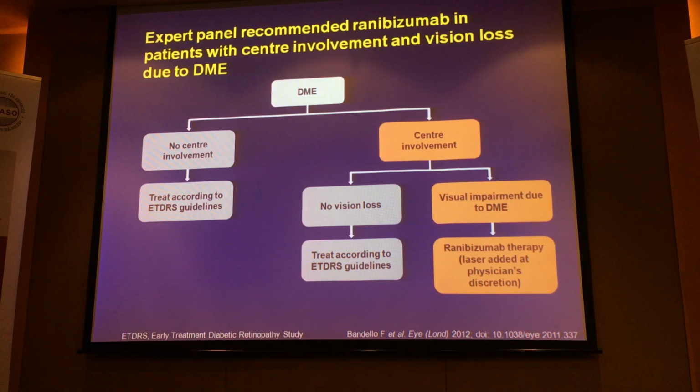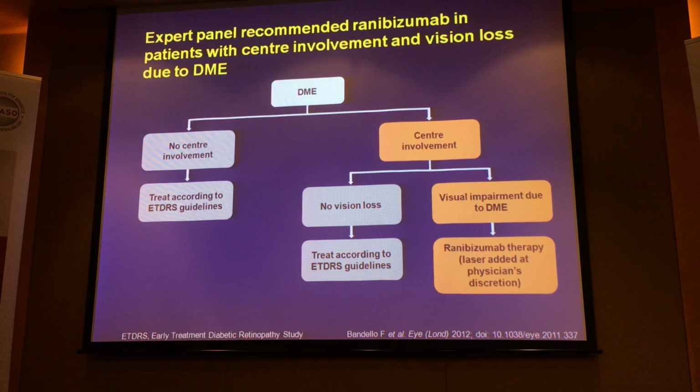There have been many sort of ad boards and so on, but I like this one, the expert panel chaired by Francesco Bandello, who by the way is one of the scientific chairmen of ISASO. So he is very intrinsically linked with our ISASO curriculum. And he chaired this program where if it's non-center involved, they recommend ETDRS treatment, right? If it's center involved, but the vision is still normal, by normal we mean 6/6, 6/12, up to 6/12, you can still treat with laser ablation. And then if there's visual impairment, symptomatic, we will treat with anti-VEGF.